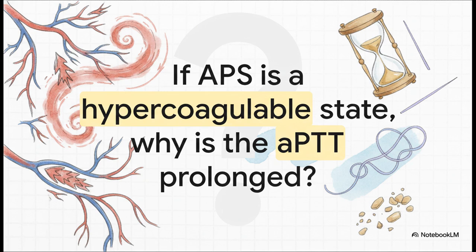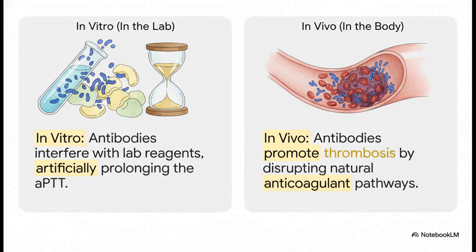You've got a patient with a documented history of severe, life-threatening clots. You know they are profoundly prothrombotic. Yet you get back their labs and the activated partial thromboplastin time, the APTT, is prolonged. It suggests they're anticoagulated. How in the world can this be? So the crucial point here, the absolute takeaway, is that this is an in vitro artifact. It's something that happens in the test tube, not in the patient.